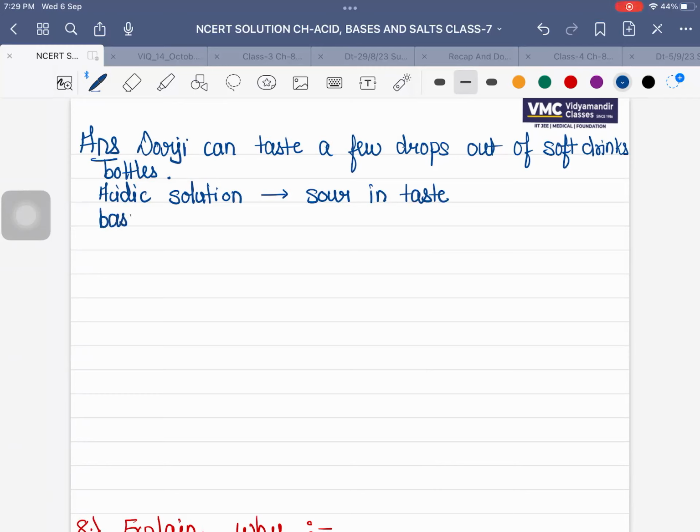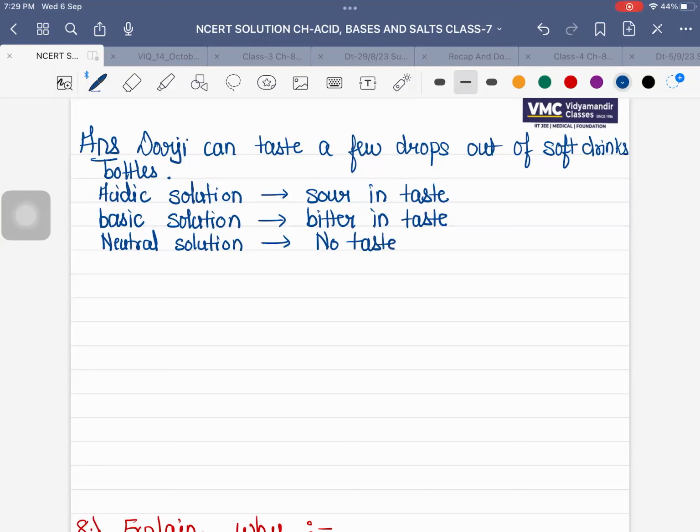Basic solution is bitter in taste. And neutral solution, it has no taste. So by tasting, Dorji can identify which drink is acidic, basic or neutral.